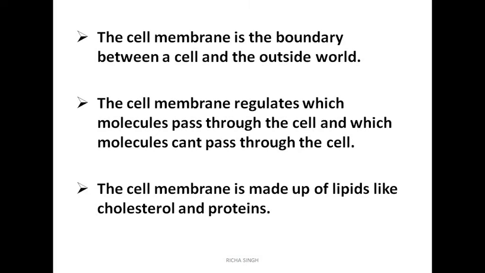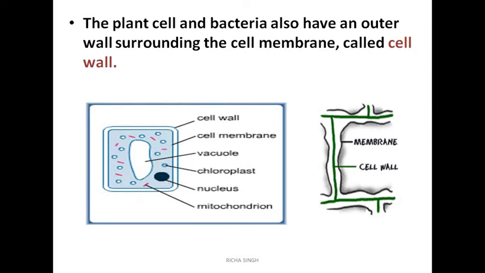Cell membrane is made up of lipids. Lipids are basically fats like cholesterol, and protein is also present in it. Now, the plant cell, along with the cell membrane, has one more cell organelle known as the cell wall. The cell wall is made up of a stiff material known as cellulose. It protects the plant from temperature variations, from high-speed wind and from atmospheric moisture also.